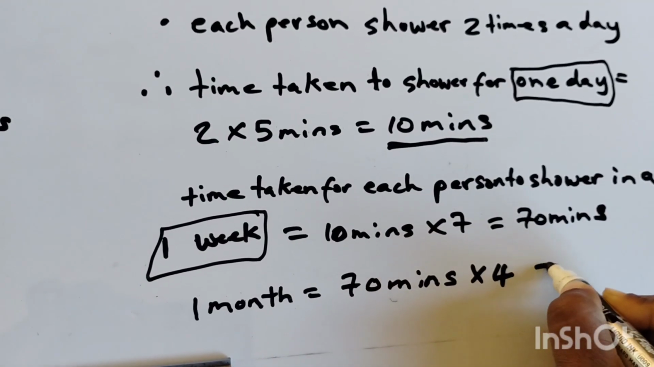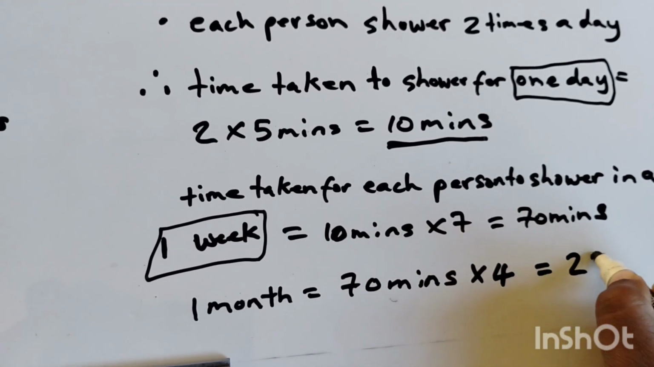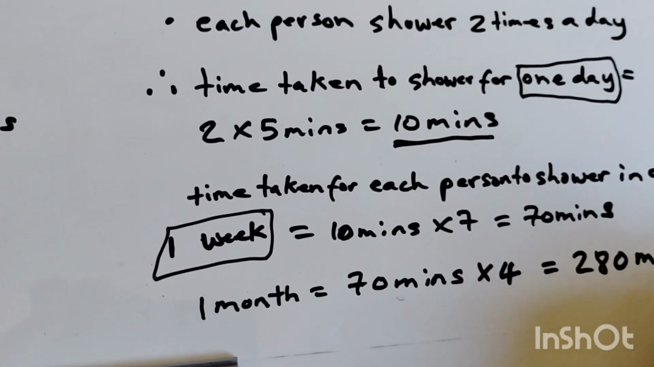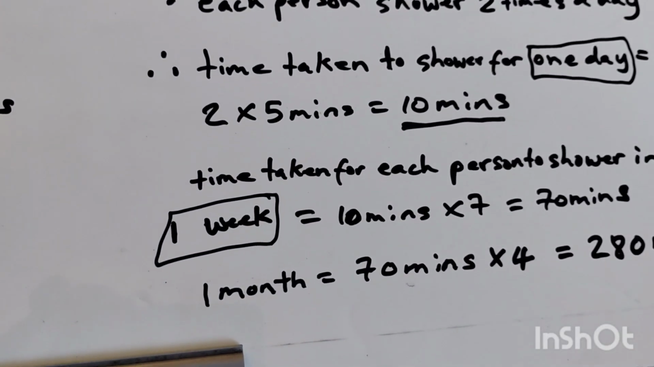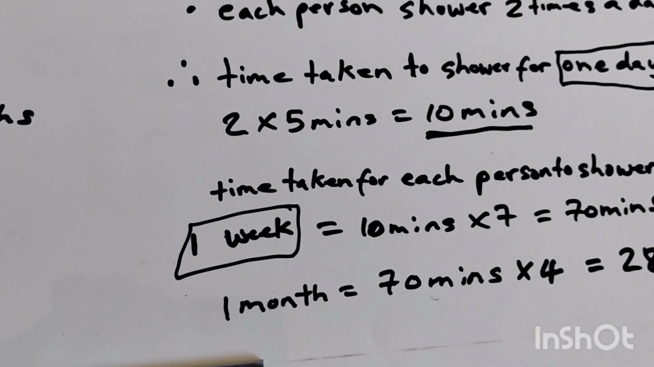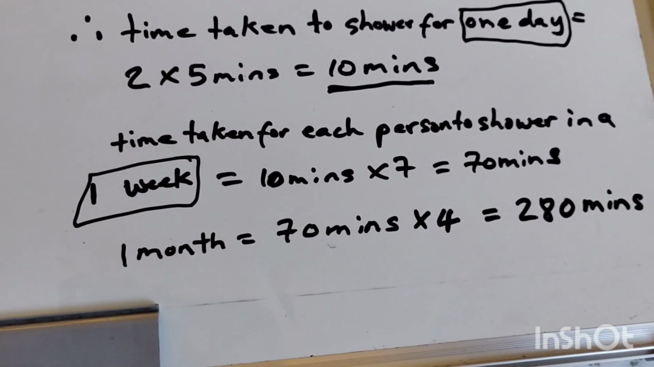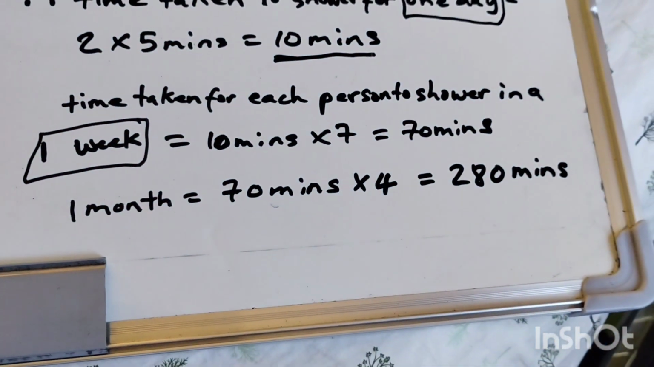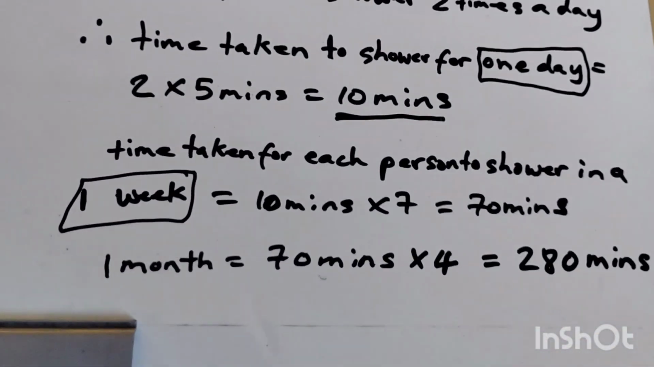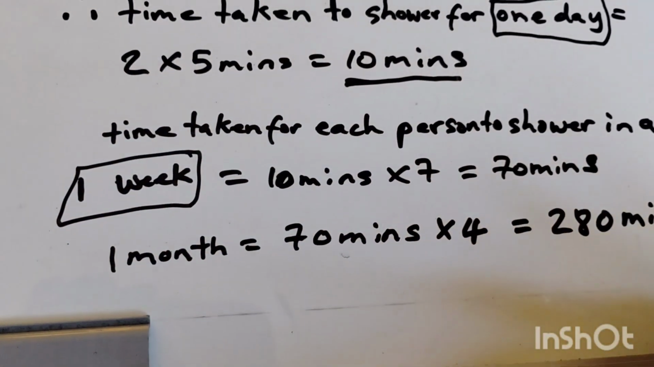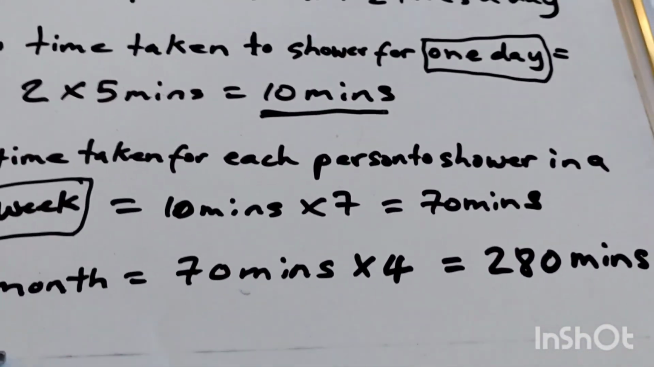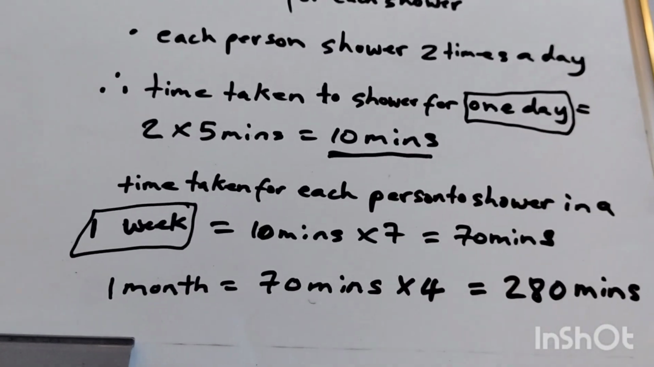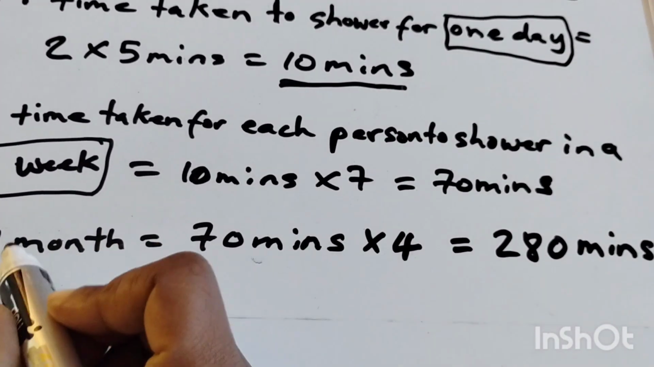So since we already know how long it takes for a week, then the next thing we can find out is how long it takes for them to shower within a month, right? Exactly. So how many weeks are normally within a month? Approximately, because remember, some months have 28 days, like February. Some months have 30 and some months have 31, right? But if we're doing an estimation, approximately how many weeks are there within a month?